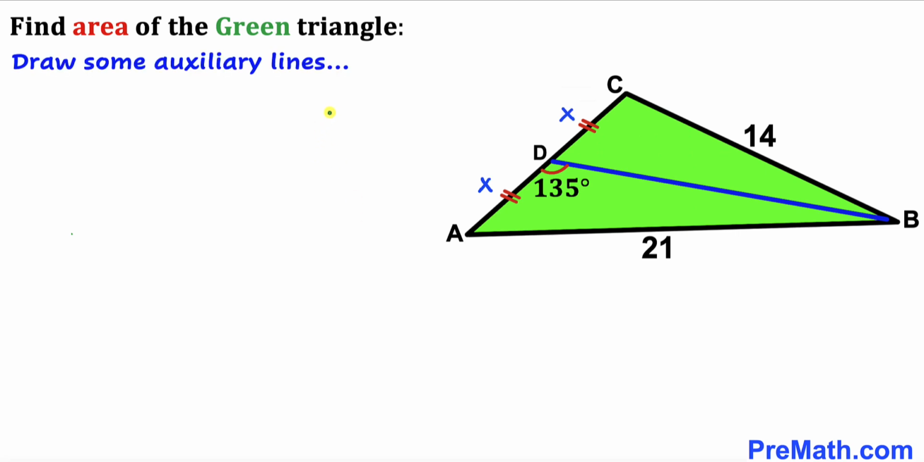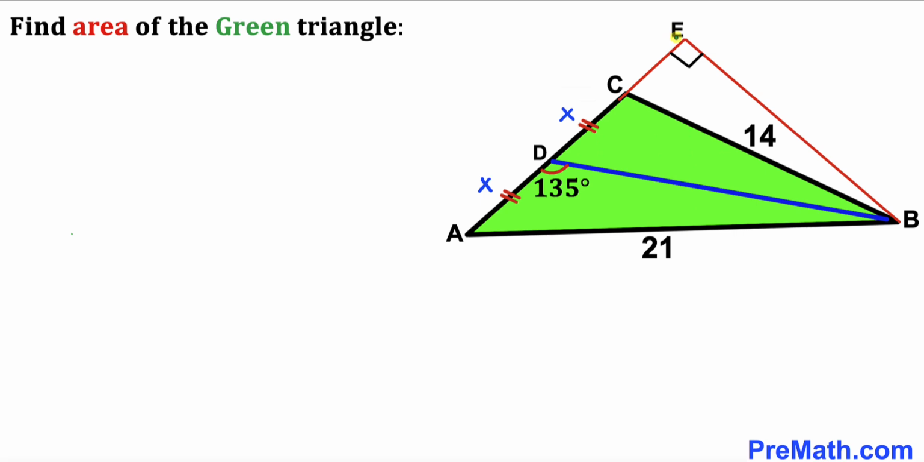Now we are going to think outside the box and draw some auxiliary lines. As you can see in this next step, I have extended line AC all the way to point E, and then points B and E are connected. This angle BEC is a 90-degree angle. Now I'm going to label side length CE as Y units.